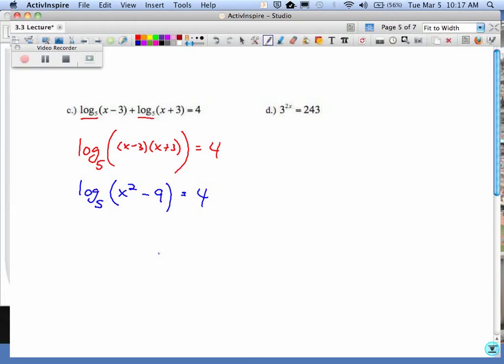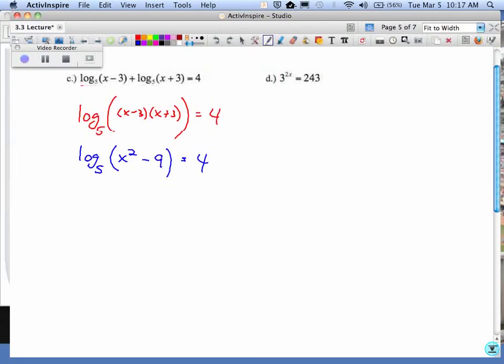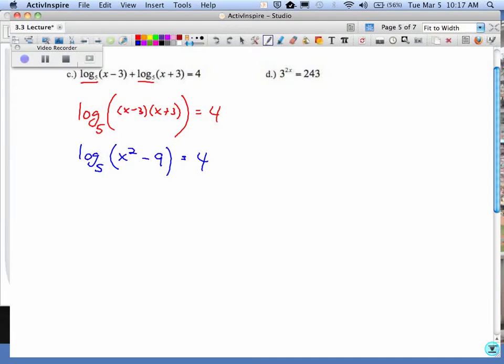What do we do? Rewrite it in exponential form. So I heard 5 to the 4th equals x squared minus 9. So 5 to the 4th equals x squared minus 9. Let's add 9 on both sides.